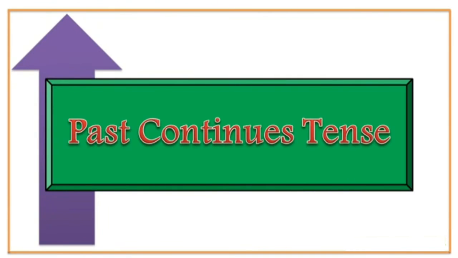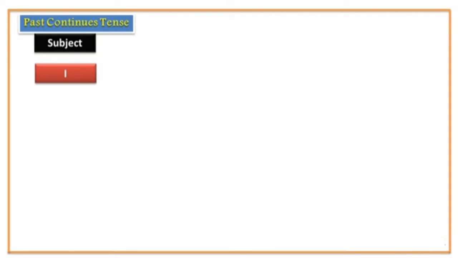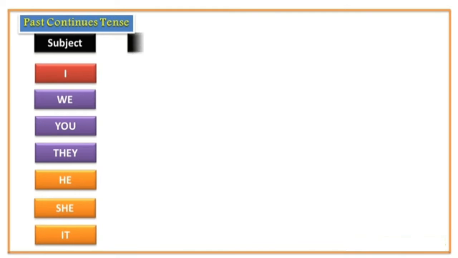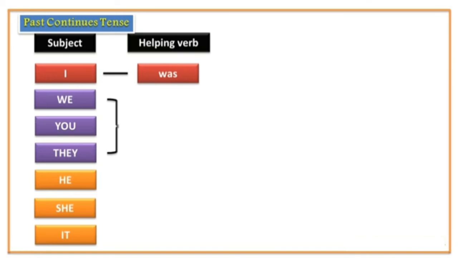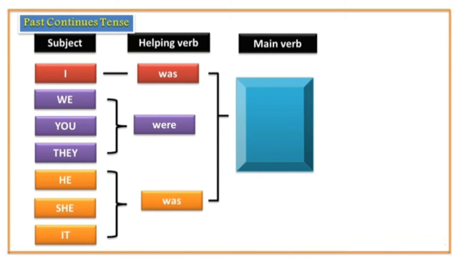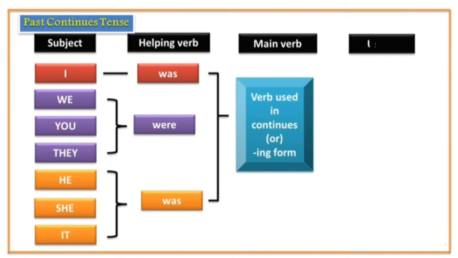Past continuous tense. We use the past continuous tense to express an action that was going on at some particular moment in the past. In a continuous tense, we always use the ing form of the verb with a suitable helping verb. Past continuous tense takes was or were plus verb 1 ing. Look at the following examples.